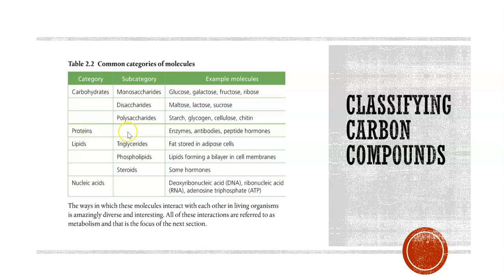Our proteins, and there are some examples of our proteins. Our lipids, again, we've got triglycerides, which suggests that we've got three glycerides there. We've got our phospholipids and our steroids, and then we've got our nucleic acids, and we've got examples of each. And we're going to look further, as I've said, into each of these in their individual topics to come.